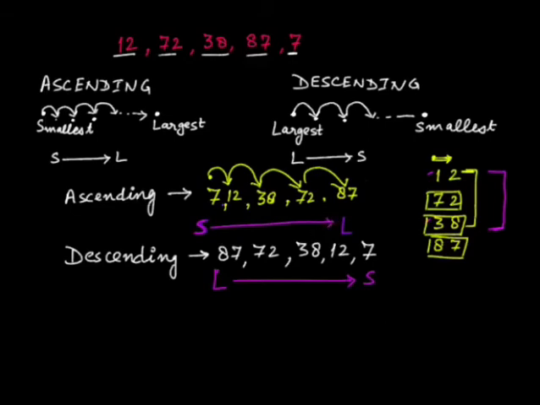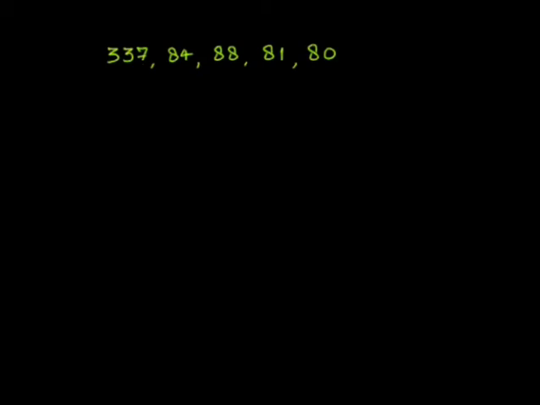Let's take some more examples here. 337, 84, 88, 81 and 80. First, ascending. If asked ascending, then we'll find ascending, otherwise descending. Ascending means first the smallest till you get the largest, right? First find out which one is the smallest number and which one is the largest number.